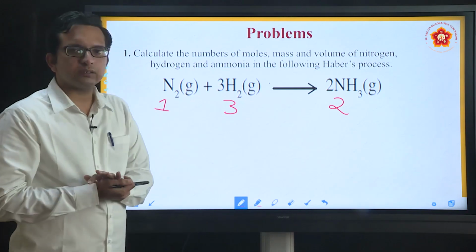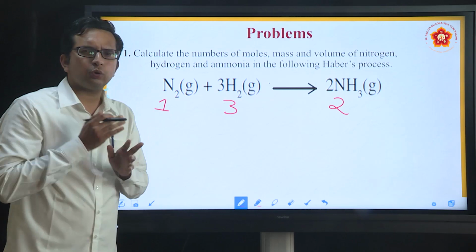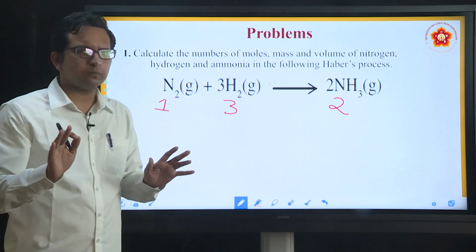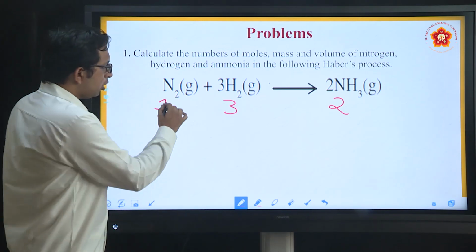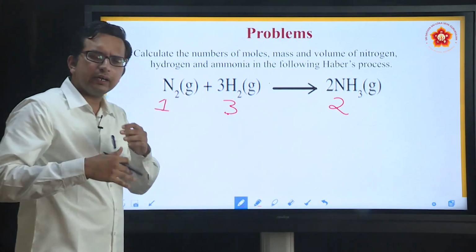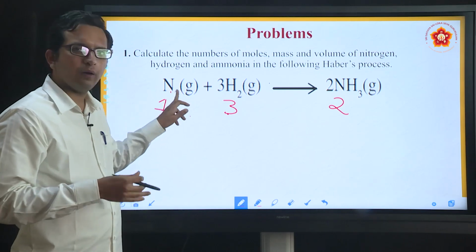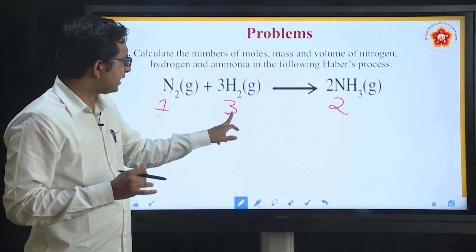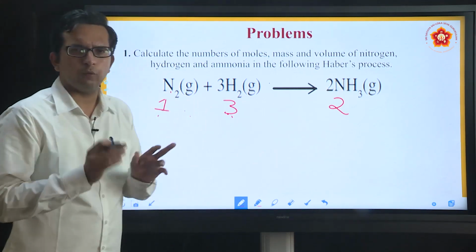The second one is with respect to mass. Now before that, let me go through some more aspects, though it is not part of the question, since we are discussing the concept. Though it is 1 mole with 3 moles giving rise to 2 moles, I can tell it in another way also: 1 molecule, because it is not atomic form, it is a molecule, of nitrogen gas reacts with 3 molecules of hydrogen gas to obtain 2 molecules of ammonia.